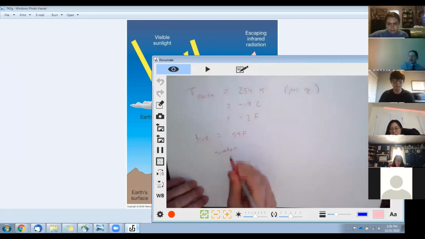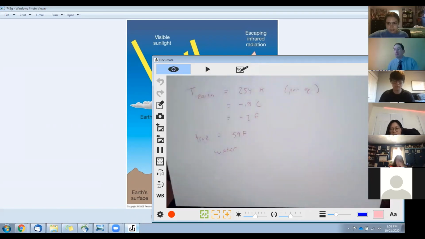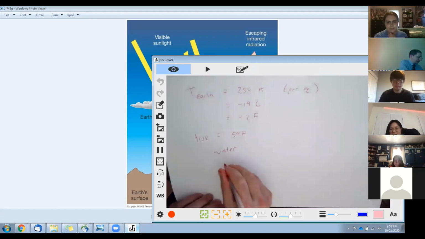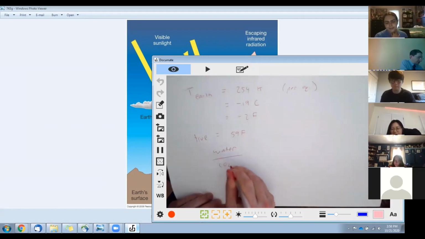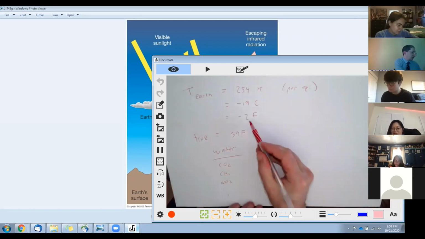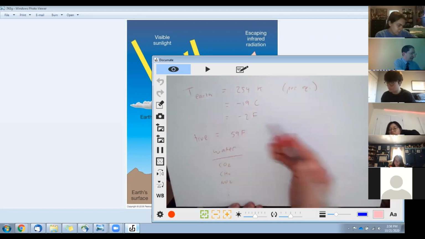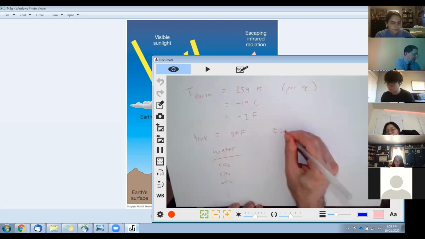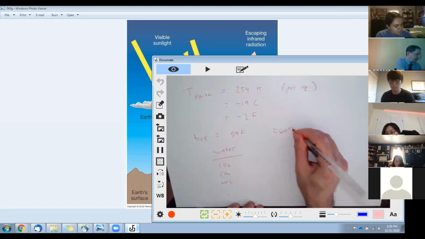So water, and I talked about this last time, water is by far the most important of the greenhouse gases. But after that, at a lower level, you have CO2, you have methane, which is CH4, NO2... There are lots of things, but this is in order of importance. But water accounts for most of it. We should be at -2, we're at 59. That's a difference of about 60 degrees, 61 degrees Fahrenheit.